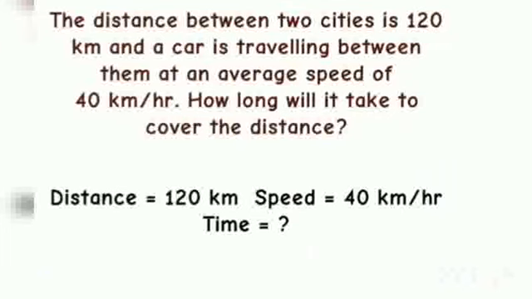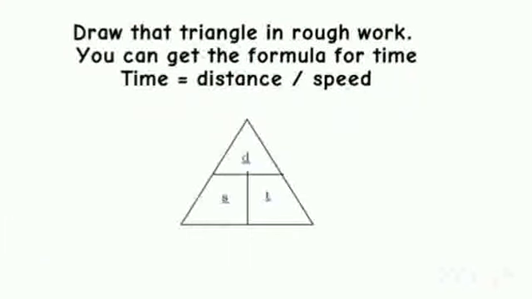Again, check the formula. Time is equal to distance upon speed. Now I hope you are able to derive the formula of speed, time and distance for any question. Check that the units are in the same system. Distance is in kilometer and speed is in kilometer per hour. So this is okay.